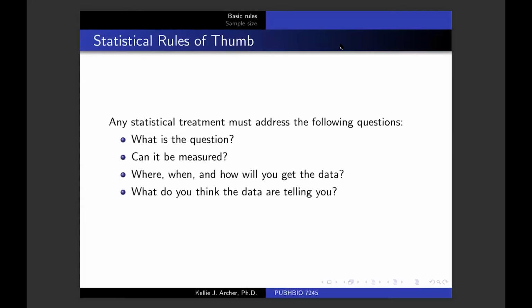Any statistical treatment must address the following four basic questions. What is the question? Can it be measured? Where, when, and how will you get the data? What do you think the data are telling you? The ordering of these questions reflects the process in science. For example, consider that we want to undertake a study to address the research question, does air pollution cause ill health? Note that our answers to questions 1 through 3 all focus on design.